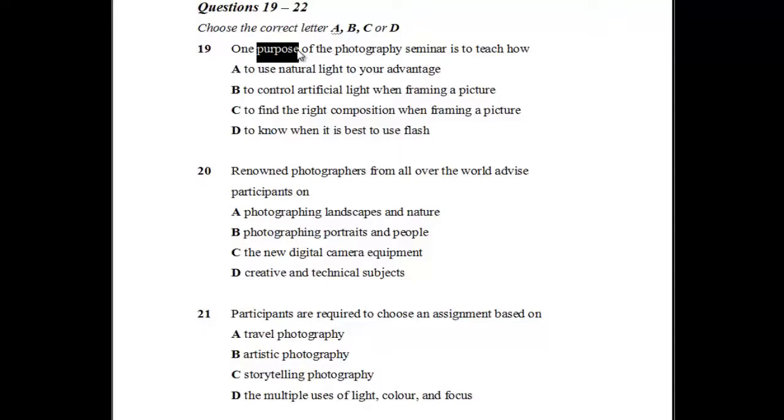So similarly, in question number 20, the next one, we will search for advice. We read the question. Renowned photographers from all over the world advise participants on something. We don't know what yet. So what the photographers advise the participants, this is what matters. We search for advice, okay? They may say lots of things, but what is their advice?